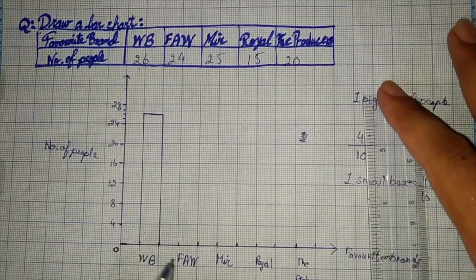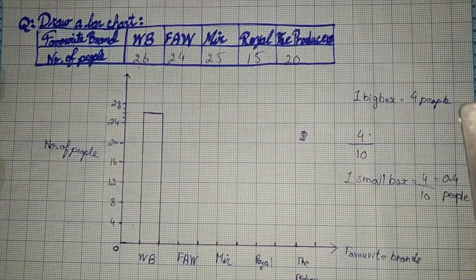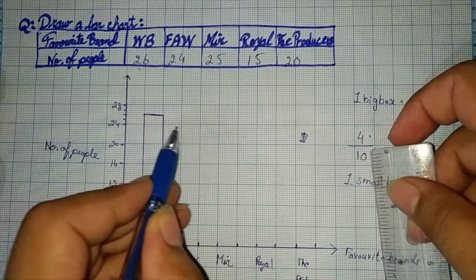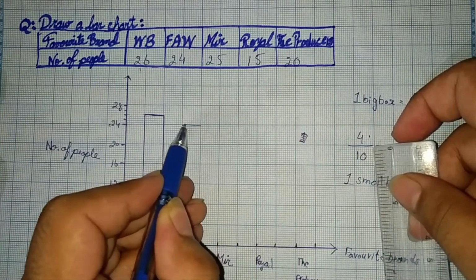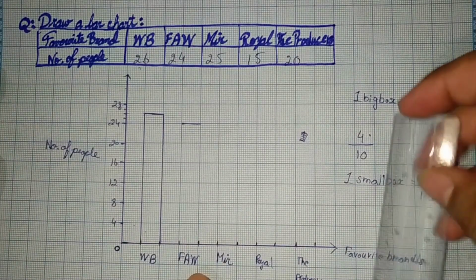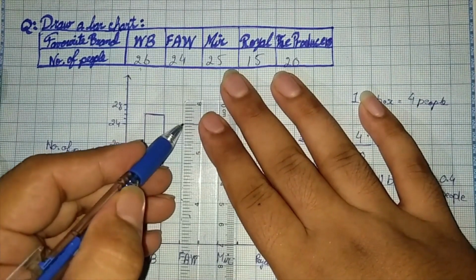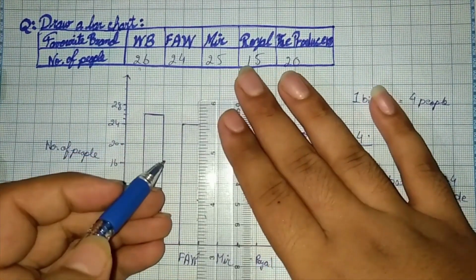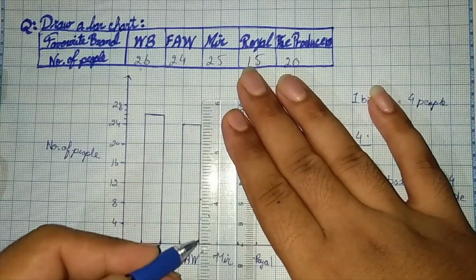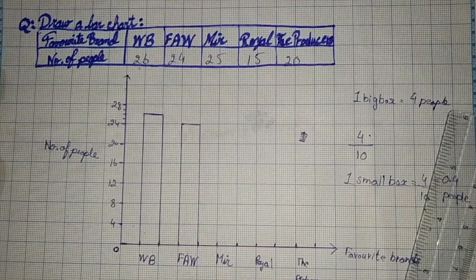Here the number of people can be changed by changing the thickness. Clear? So now we will draw a bar of FAW. Here we have 24. So it means that this is the height of the bar of FAW company. So now I will draw lines like this. So now I have drawn the bar of company FAW. Clear?